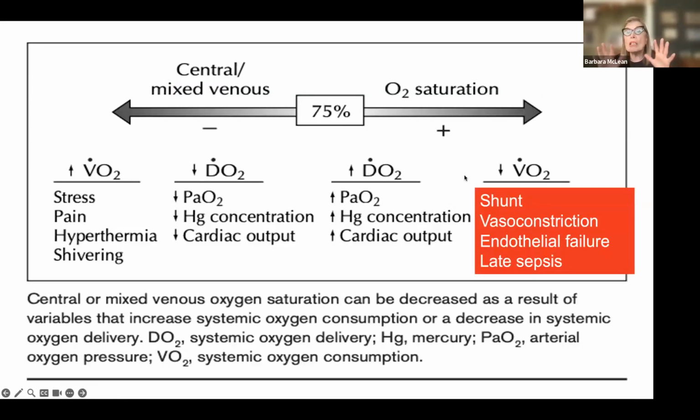So this is very straightforward. This is not my drawing. This is the only thing that's mine. Okay. 75, and I would say 70, central venous gas. If you go down, that means your delivery is poor or your consumption is high.